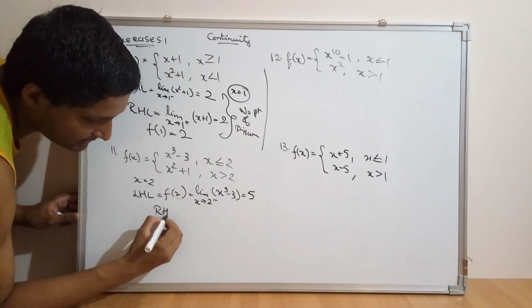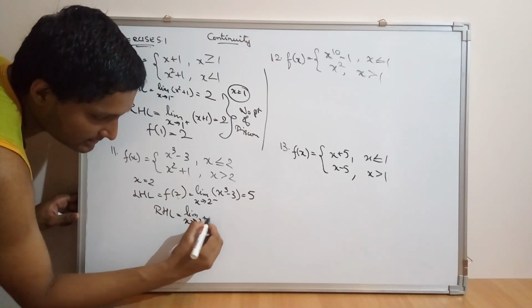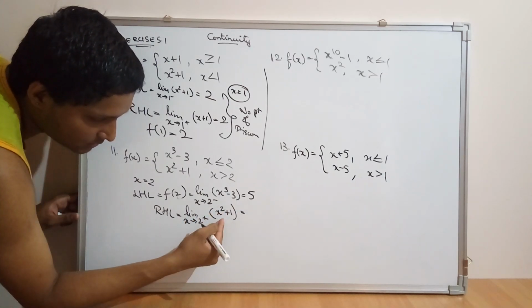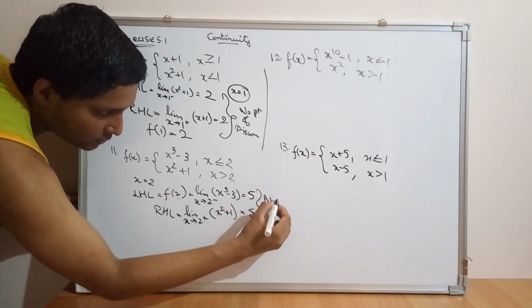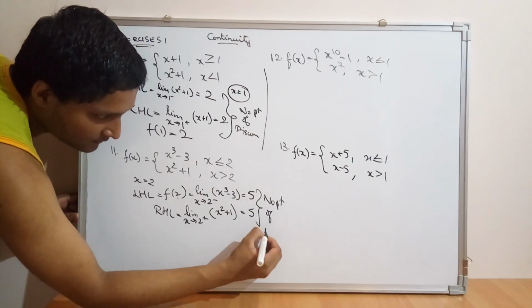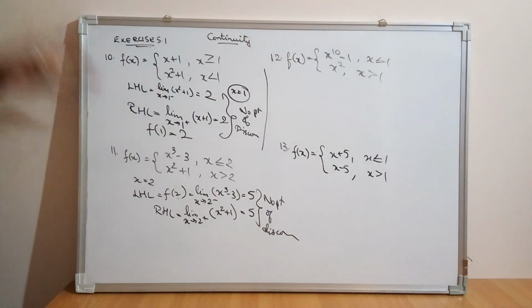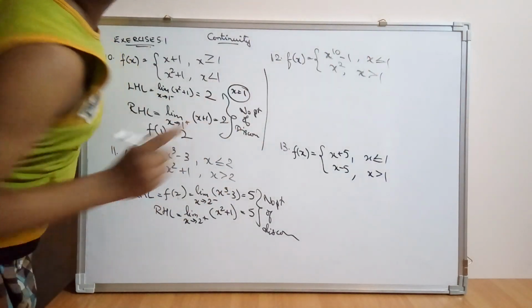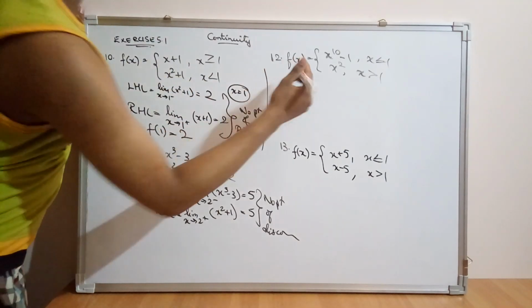Then we have the right hand limit, that is going to be equal to limit x tending to 2 plus, then we have x square plus 1, that is equal to 4 plus 1, that is 5. Therefore, again, no point of discontinuity. Okay, that's all about the 11th question. 12th question again. Now we are bothered about the point x is equal to 1 here also. This is the most bothering point, I think.